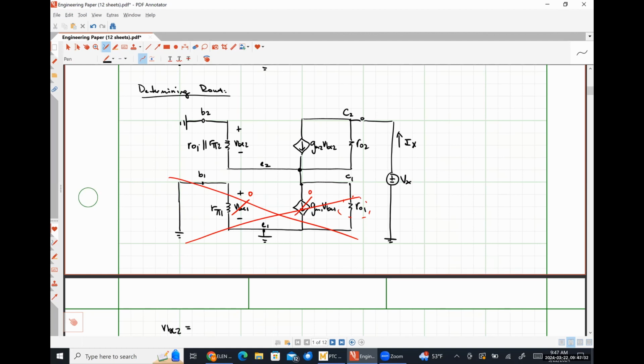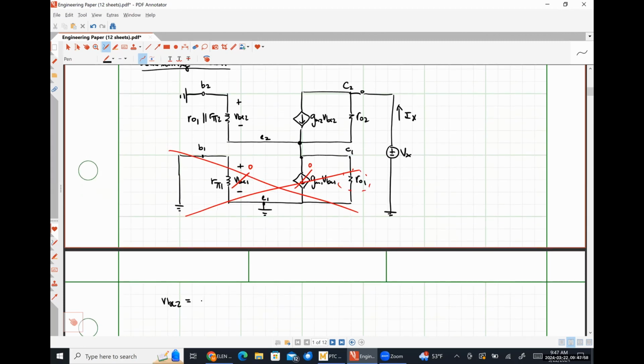Now defining VBE2 should be significantly easier. What I mean is that our current Ix is going to flow into the collector 2 node. It's going to divide between that R02 resistance as well as that dependent current source, and then add back together and flow through that parallel combination of R01 and R pi 2. Anybody got beef with that? Okay. So we can say that VBE2 is simply negative Ix times R01 in parallel with R pi 2.